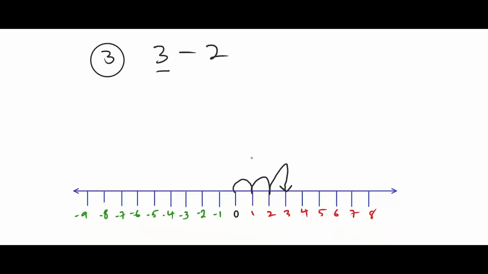Now I need to count minus 2. Okay, so that's negative 2. So I have to count backward. That's the direction from my current position. So I have to go like this: 1 and 2. So that means this is my final destination as I'm here. Okay, so that means the answer to this is 1.